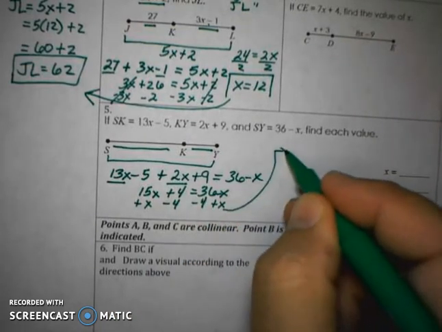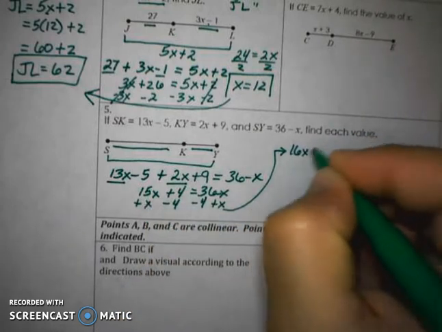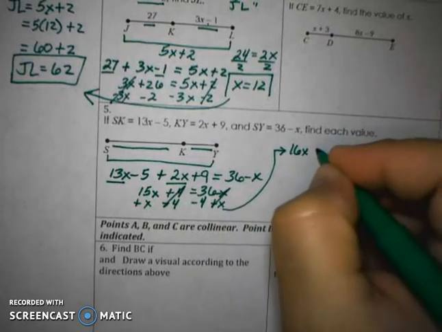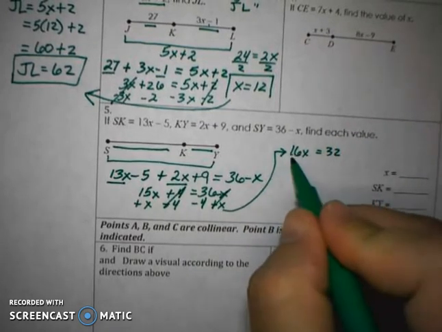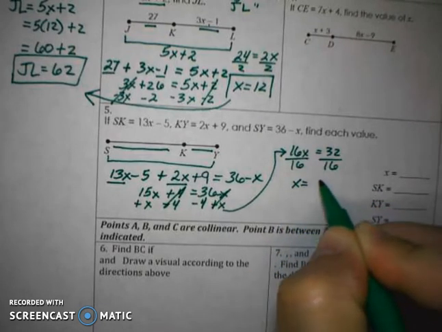Okay? And so, 15x plus x is 16x. 36 minus 4 is 32. So we have it set up to where we can now divide by that 16 to figure out what x is, and x is 2.